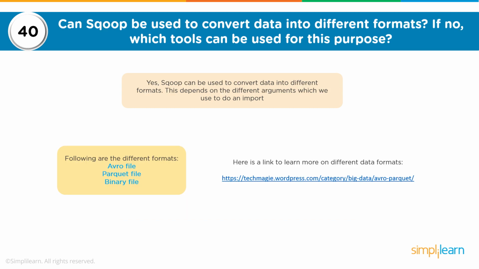Finally, can Sqoop be used to convert data into different formats? I think I already answered that, right? If not, which tools can be used for this purpose? Sqoop can be used to convert data into different formats, and that depends on the different arguments you use when you do an import, such as Avro file, Parquet file, or binary format with record or block level compression.